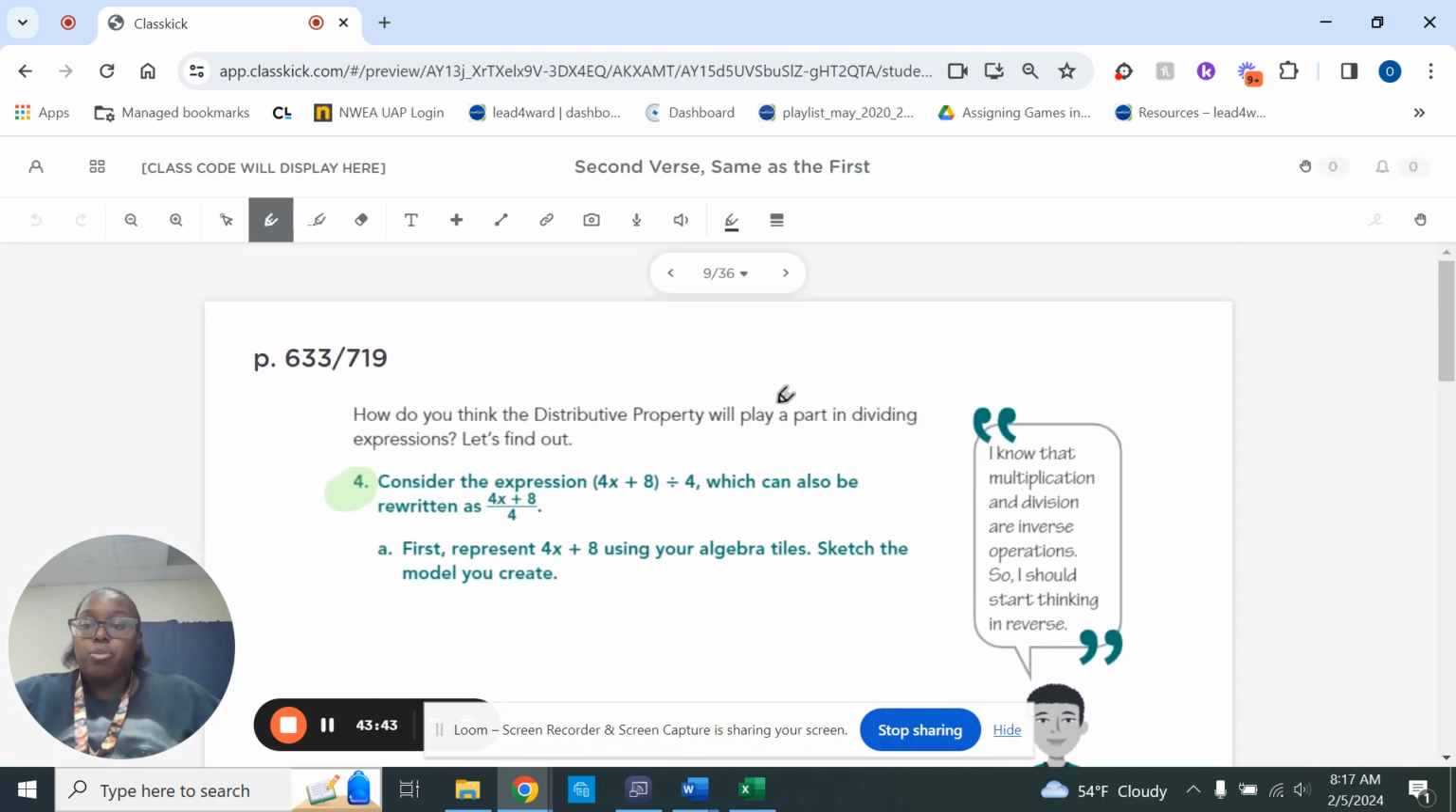Page 633, page 719, depending on what class period you're in. The distributive property also works with division. So this is the first instance of this. So if we can distribute by multiplying, we can also distribute by dividing. The only thing is, just like you have to multiply with everything inside the parentheses, you also have to divide everything inside the parentheses if you're doing its opposite operation.